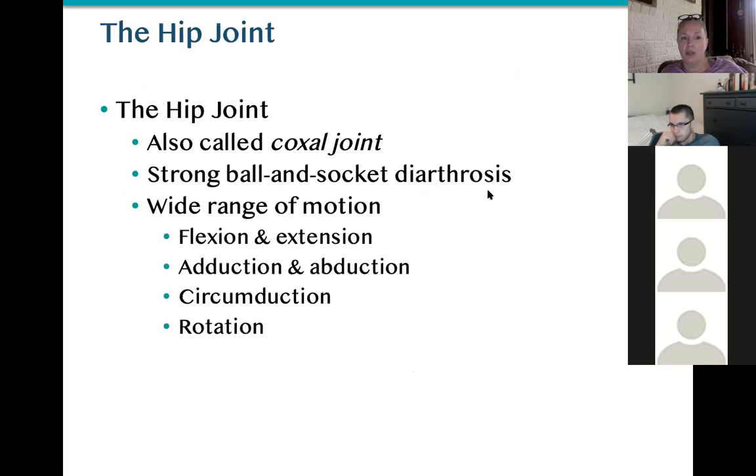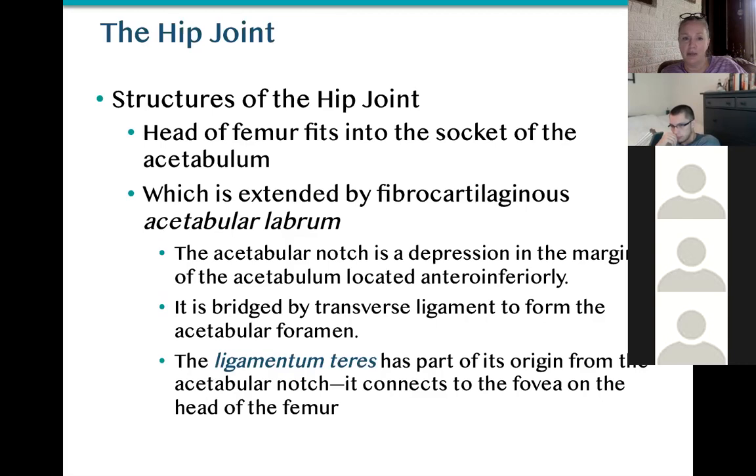All right, so the hip joint's also called the coxal joint. It's a diarthrosis, which means it's synovial, ball and socket style, and you can flex and extend. You can abduct, move your leg away, or adduct, move it back in. You can circumduct or rotate around at your hip, and you can rotate your leg outward laterally and rotate it back in medially. And all those motions, again, are shown on those videos.